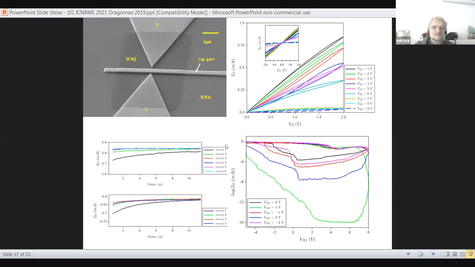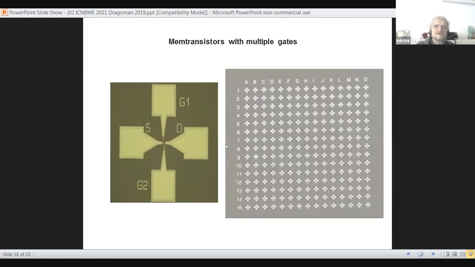We see this repeated many times. And this is the MEM transistor that we have produced. It's also produced at the wafer scale due to the oxide ferroelectric. We have also performed multiple gate transistors, so having two gates, a top gate and a bottom gate.